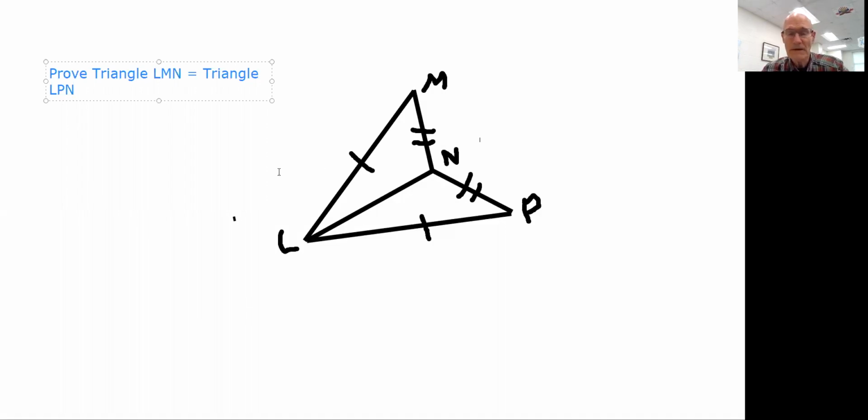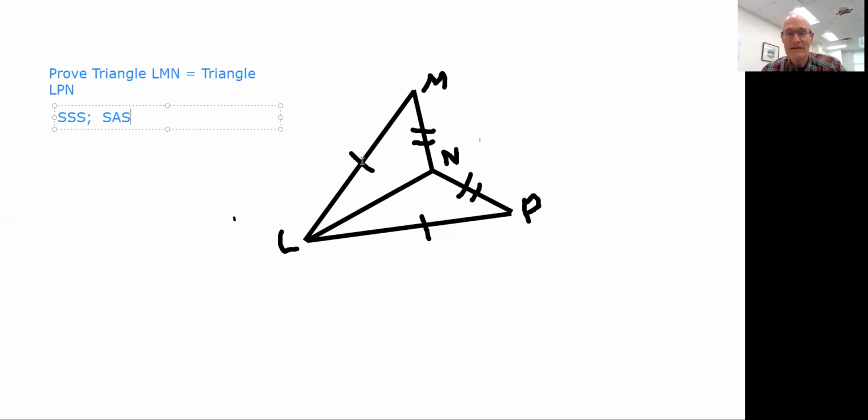Now we have two techniques to prove this. One is a side-side-side technique, abbreviated SSS. The other technique is side-angle-side, which is abbreviated SAS. So when I'm trying to prove that triangle LMN is congruent to triangle LPN, I'm looking at which one of these two techniques I want to try.